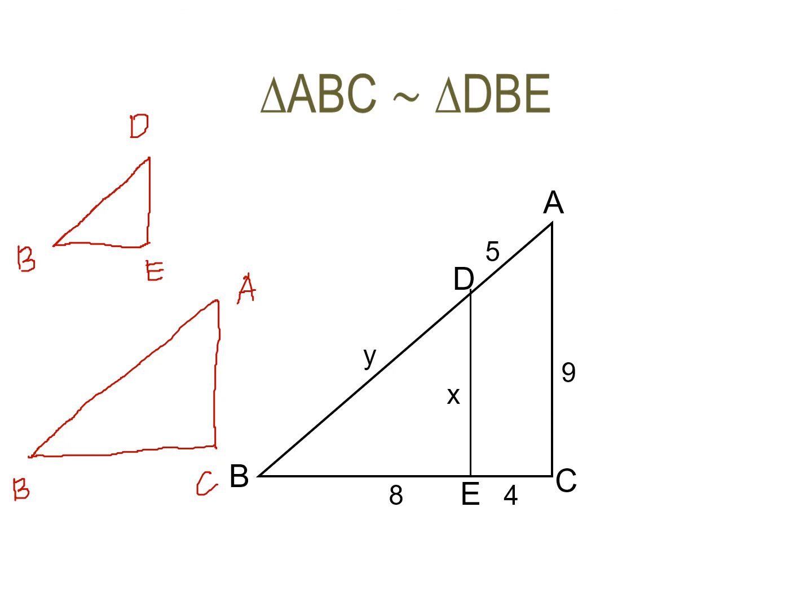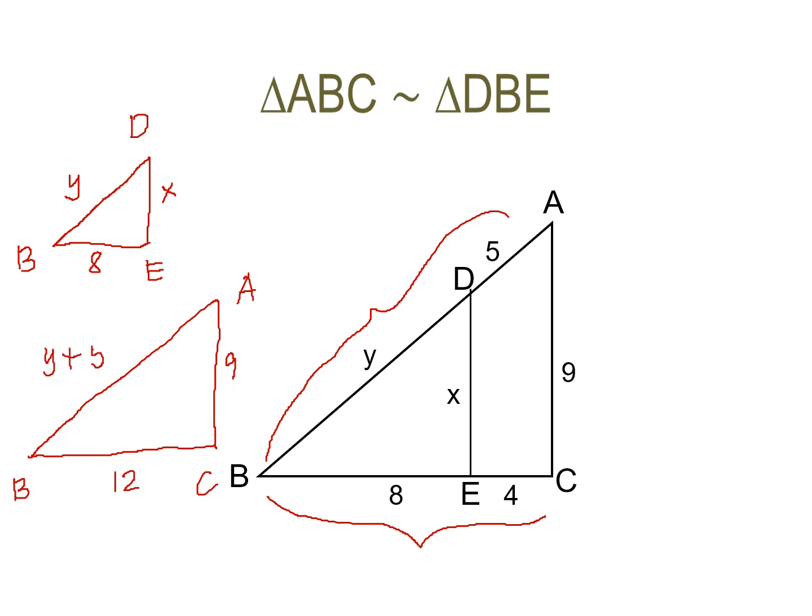Side DB measures Y, side DE measures X, and side BE measures 8. For triangle ABC, AC measures 9. BC measures 8 plus 4, so we have 12. And then AB measures Y plus 5. Let us first solve for the variable x.